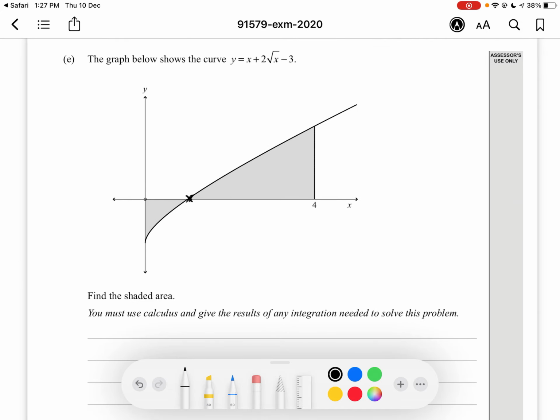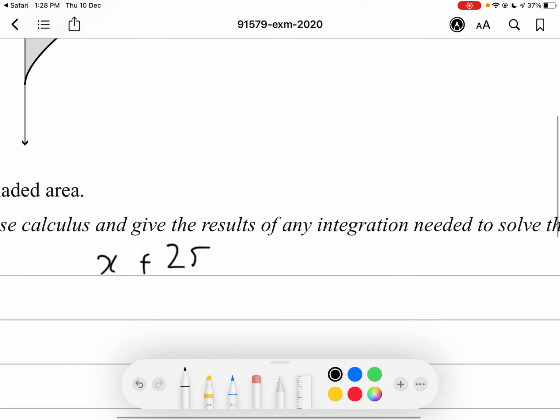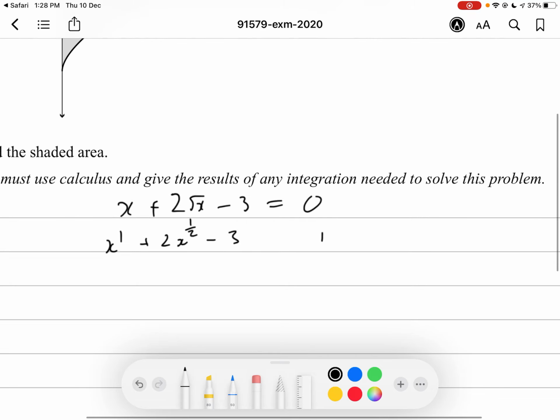So we need to make y equals x plus 2 root x minus 3 equal to 0. So x plus 2 root x minus 3 equals 0. As you can see here, this is very convenient because we have x to the power of 1 plus 2x to the power of 1/2 minus 3. We see that x is directly equal to square root of x squared. So therefore this is actually a hidden quadratic.